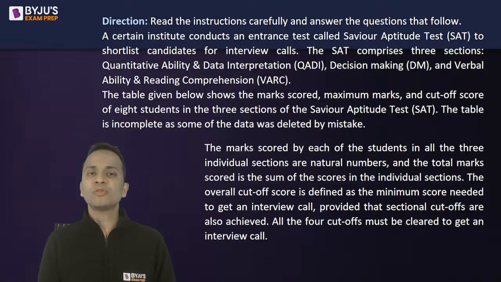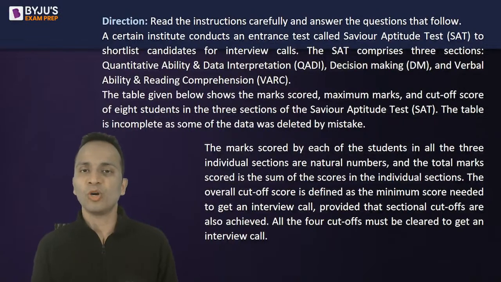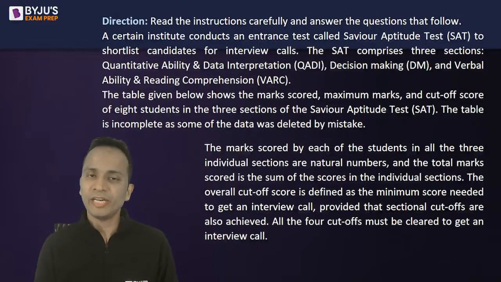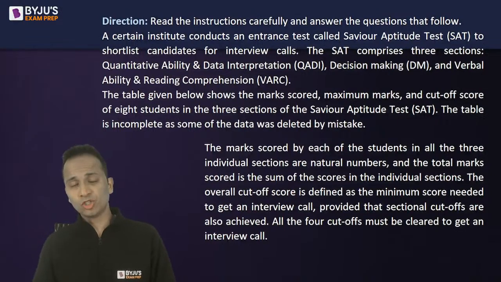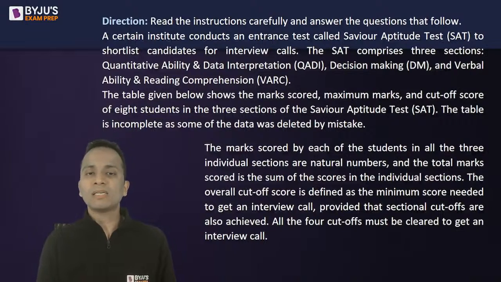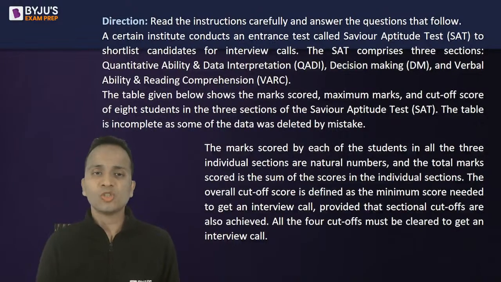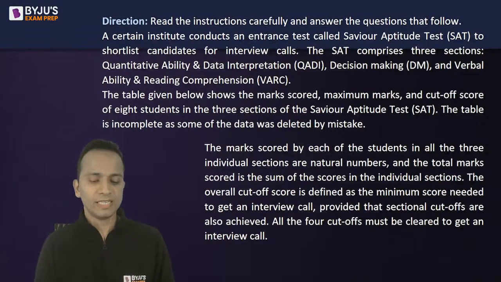A certain institute conducts an entrance test called Savior Aptitude Test (SAT) to shortlist candidates for interview calls. The SAT comprises three sections: quantitative ability and data interpretation, decision making, and verbal ability and reading comprehension. So these are the three sections: QADI, DM, and VARC. The table that will be shown on the next slide will show the marks scored, maximum marks, and the cutoff score of 8 students in the three sections of SAT.